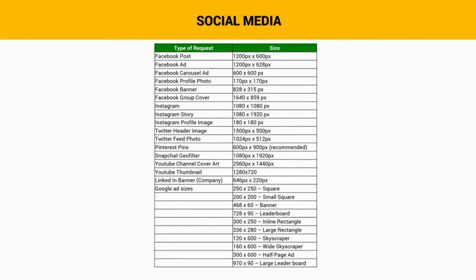Social media category: Facebook post, Facebook ad, Facebook carousel ad, Facebook profile photo, Facebook banner, Facebook group cover, Instagram, Instagram story, Instagram profile image, Twitter header image, Twitter feed photo, Pinterest pins, Snapchat geo filter, YouTube channel cover art, YouTube thumbnail, LinkedIn banner, company, Google ad sizes. Please download the file from this class's Google form.